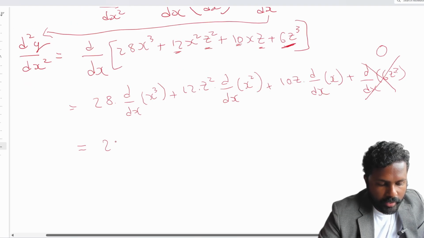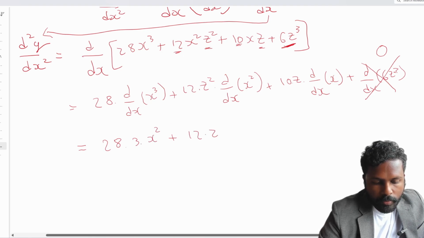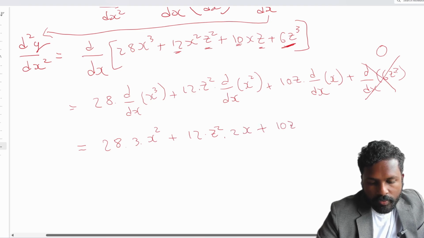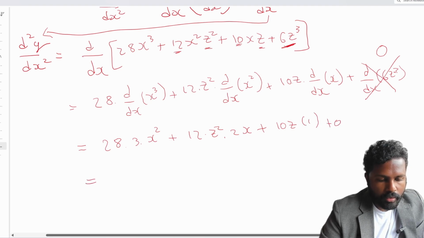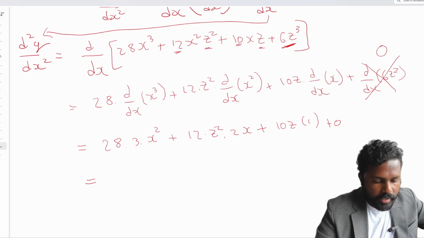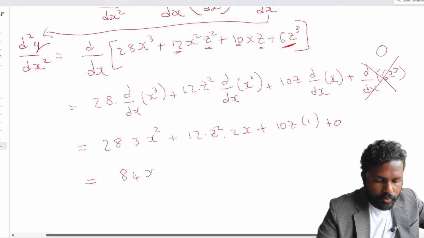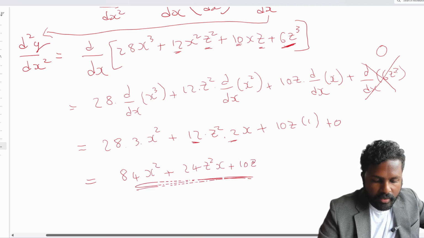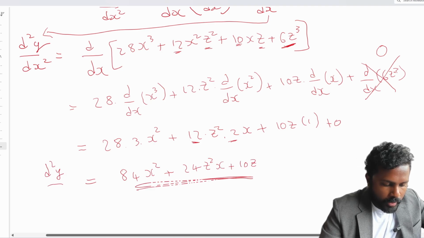So here 28 times d by dx of x cube is 3 into x square, because x cube loses its 3, plus 12 times z square into d by dx of x square is 2x, plus 10z times dx by dx is 1 and the other one is just 0. So if you solve this on your calculator, you will get 28 times 3, that is 84. 84 times x square plus 12z square into 2x. Let me just, 12 into 2 is 24. 24z square x plus 10z. That is your answer, d square y by dx square.